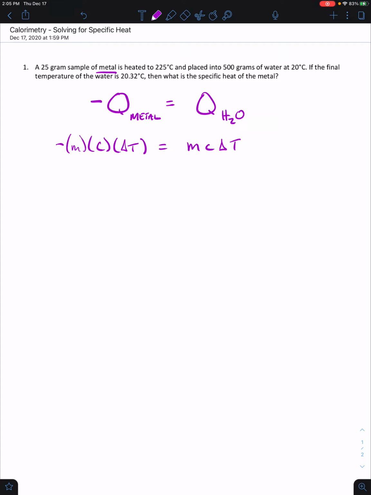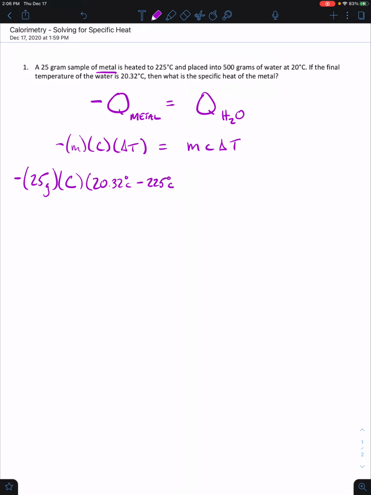Now, we can plug in all of our values. So for the metal, we know that the metal's mass is 25 grams. It says we're solving for the specific heat of metal, so let's keep that as C. And then the change in temperature. The final temperature is going to be 20.32. Although it says that that is true for water, it's also going to be true for the metal because the metal is being dropped into the water. So eventually over time, no matter what, the water's final temperature is going to be the same as the final temperature of the metal. So we're going to subtract off the initial temperature.